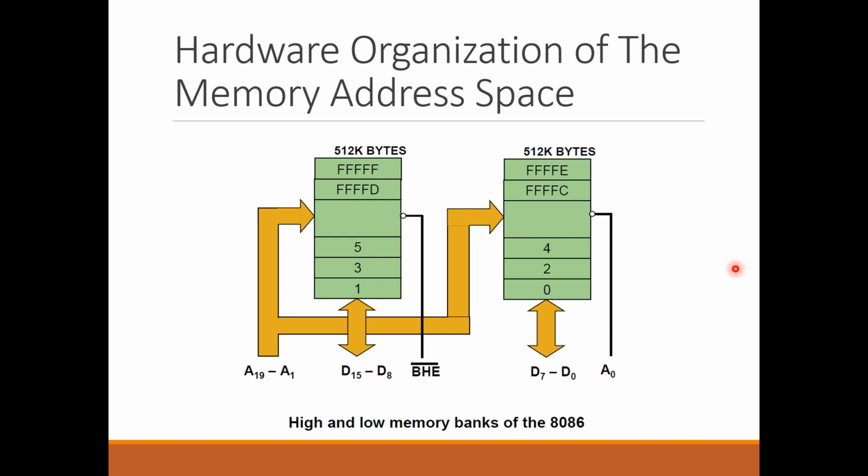And this can be the memory of the 8086 microprocessor, which consists of the high bank and the low bank. Each of them is 512 kilobytes, and of the 20-bit address bus, 19 bits, A1 up to A19, are connected to both banks, while A0 is connected to this one. Whenever it is 0, this one is activated. But when bus high enable is 0, that means when it is active, this one is activated, or when this one is 1, this one is activated.